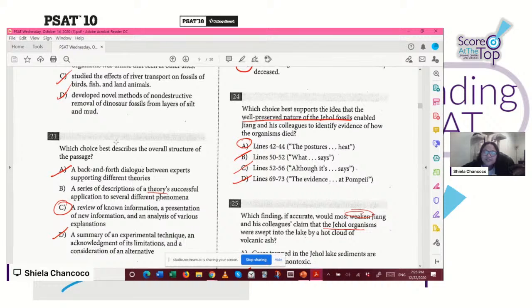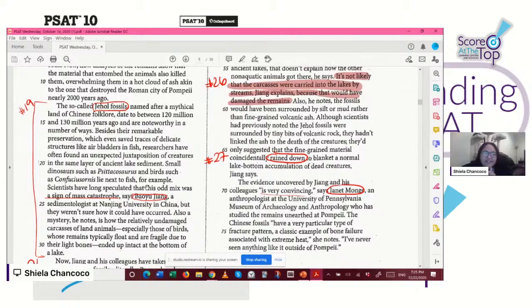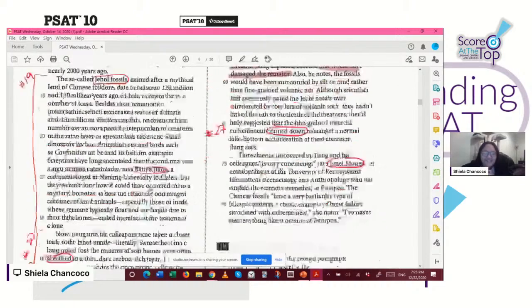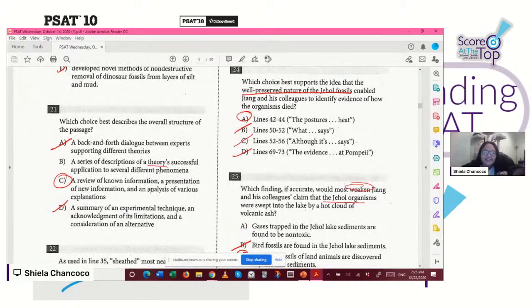So the known information was that they found fossils. Birds lie next to fish. Oh my God, I'm confusing myself. Birds, yes, birds lie next to fish. They found birds right next to fish in a lake. And then they presented new information. They had found the cracking of bones and all that stuff. They had analyzed that, and then various explanations for it. So the real answer here is C. That's how they structured all that.